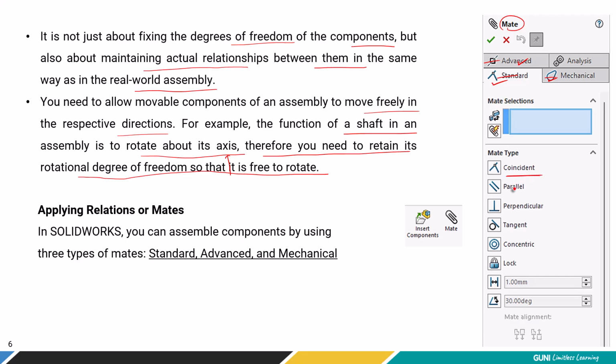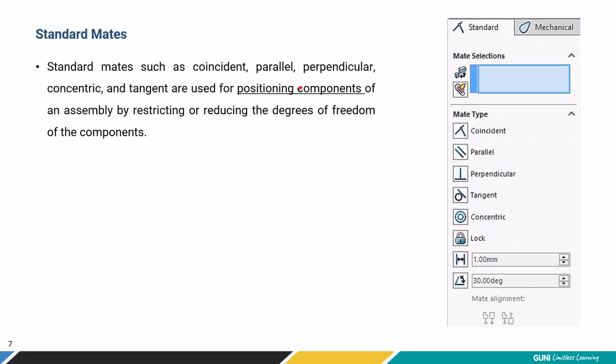What we have is coincident, parallel, perpendicular, tangent, concentric. From the name you can simply understand what it means, right? Here we will have surfaces parallel to each other in the same plane. We'll see all this in detail through exercises. The standard mates are basically very easy to understand. Basically, standard mates are used for positioning the component. Remember this positioning of components is the main purpose of standard mates, by restricting and reducing the degrees of freedom of a component.